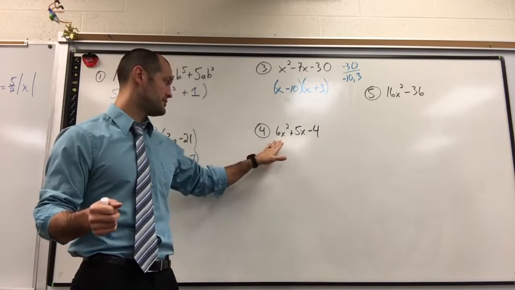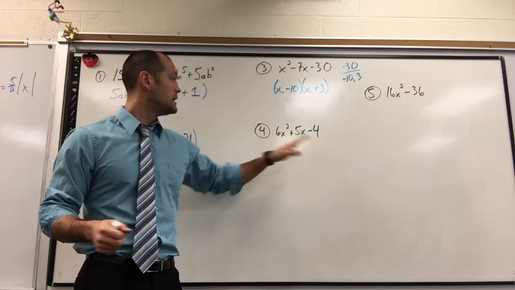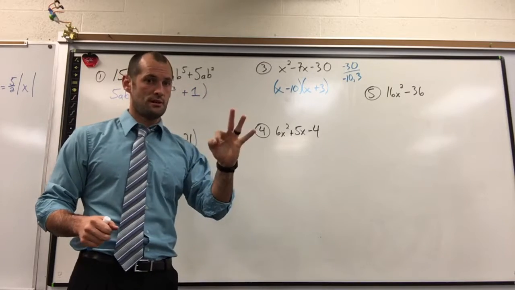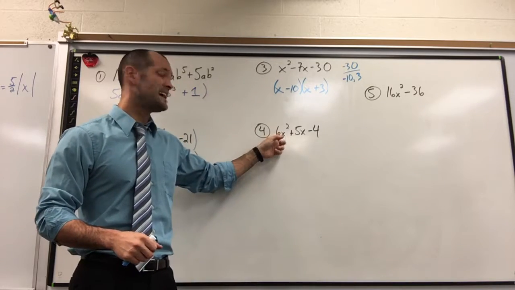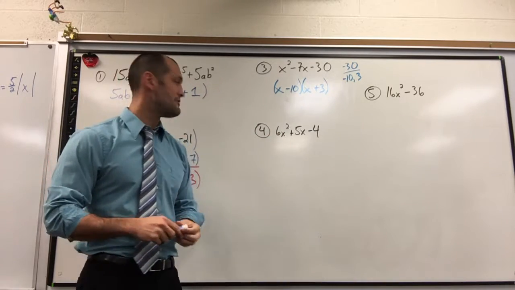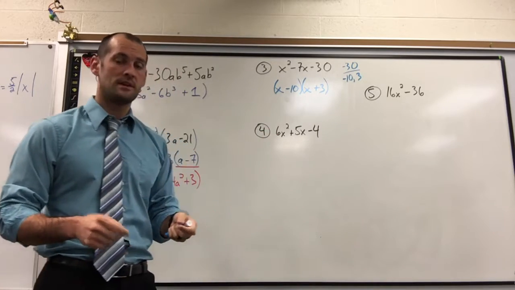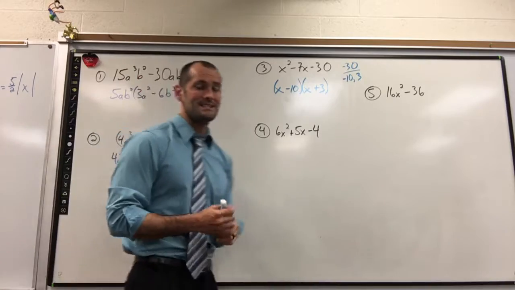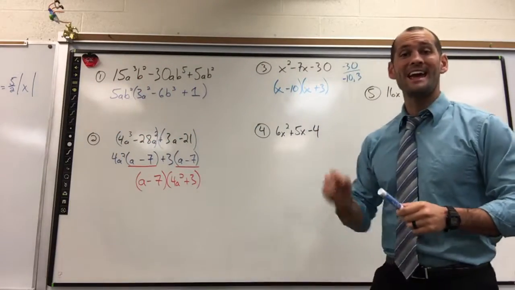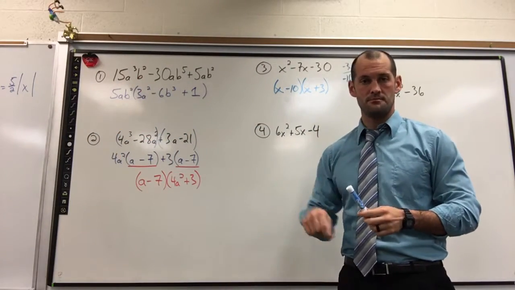Look for the GCF. None other than 1. How many terms? 3. What's your A value? 6. Okay, we're in a brand new avenue now. When the A value is greater than 1, there's a different scenario. If you're reading your flow chart, it says find factors of A times C that add to B.